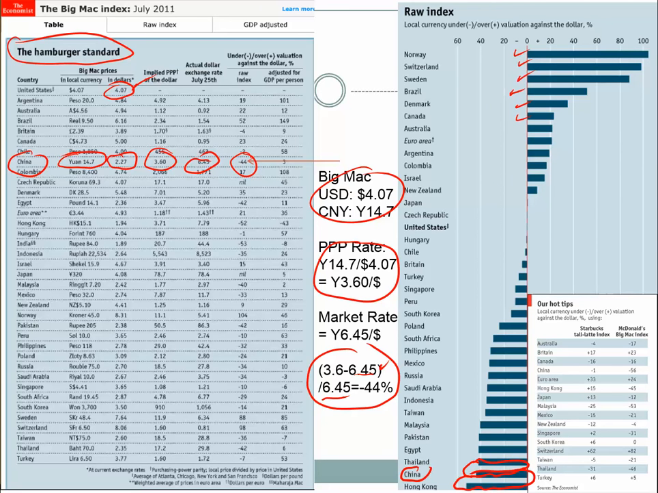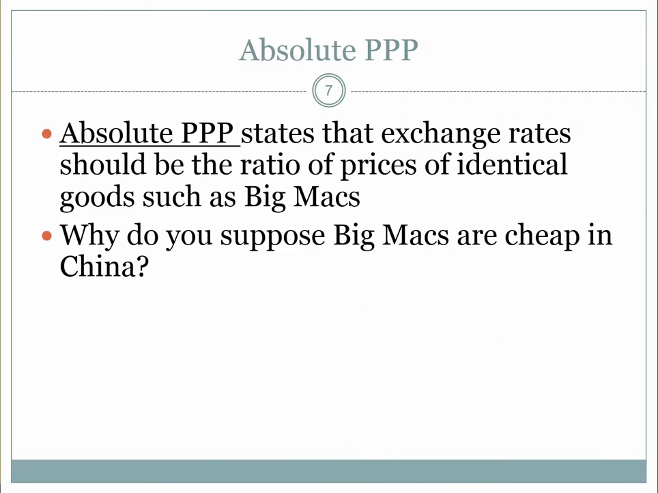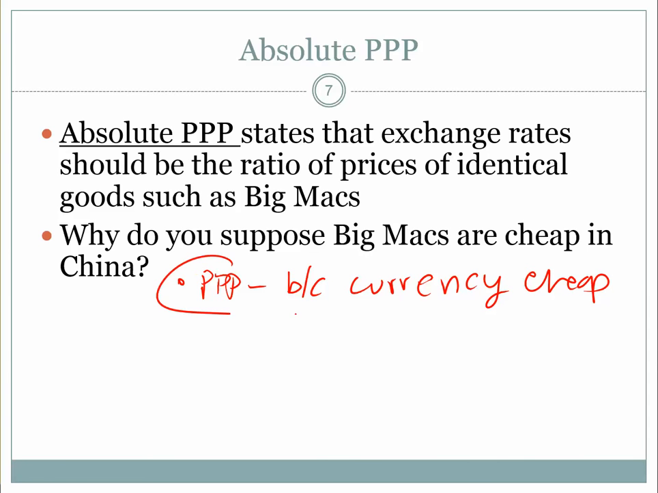Now, this may seem silly, but The Economist publishes this regularly because it's been shown to be a relatively good predictor of exchange rates over the long term. Now, you would think that this model wouldn't work. There's a lot of reasons why Big Macs might be cheap in China. Now, PPP basically states that the Big Mac is cheap because the currency is cheap. And what has to adjust is the currency. That's the PPP. But there could be many reasons why Big Macs are cheap in China.